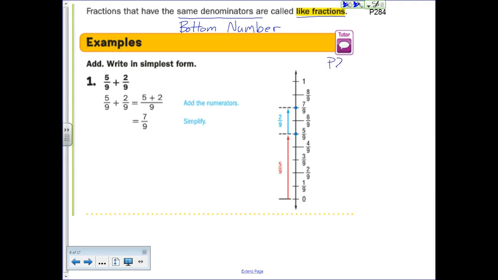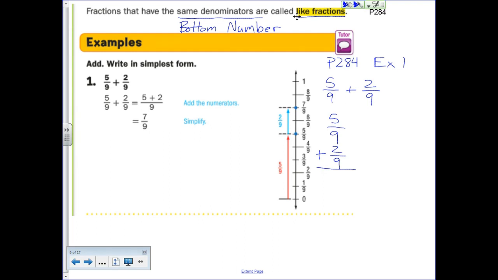So page 284, example number 1 says 5/9 plus 2/9. I want you to get in the habit of rewriting your fraction problems vertically instead of horizontally. So we're going to rewrite that as 5/9 plus 2/9. Notice how the bottom numbers of these fractions are the same. That's because they are like fractions.